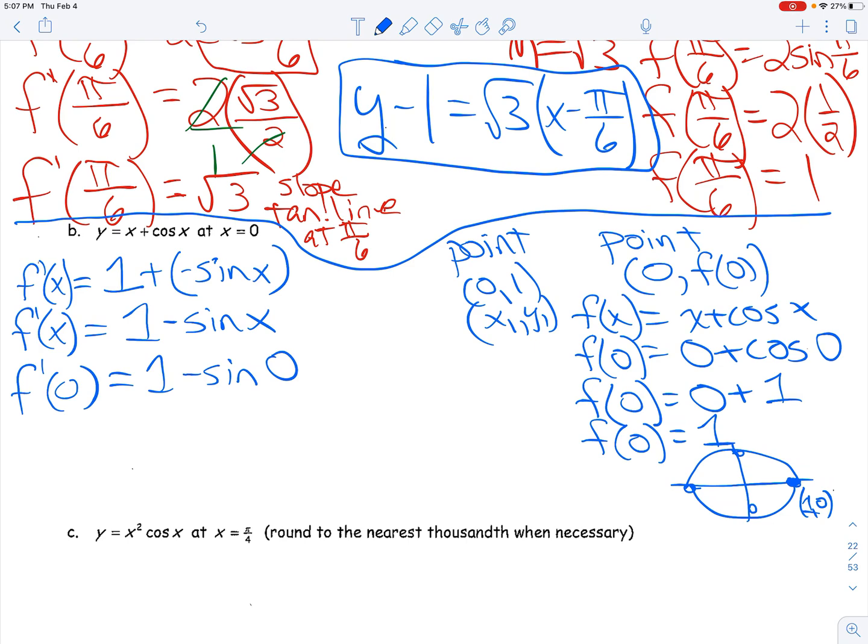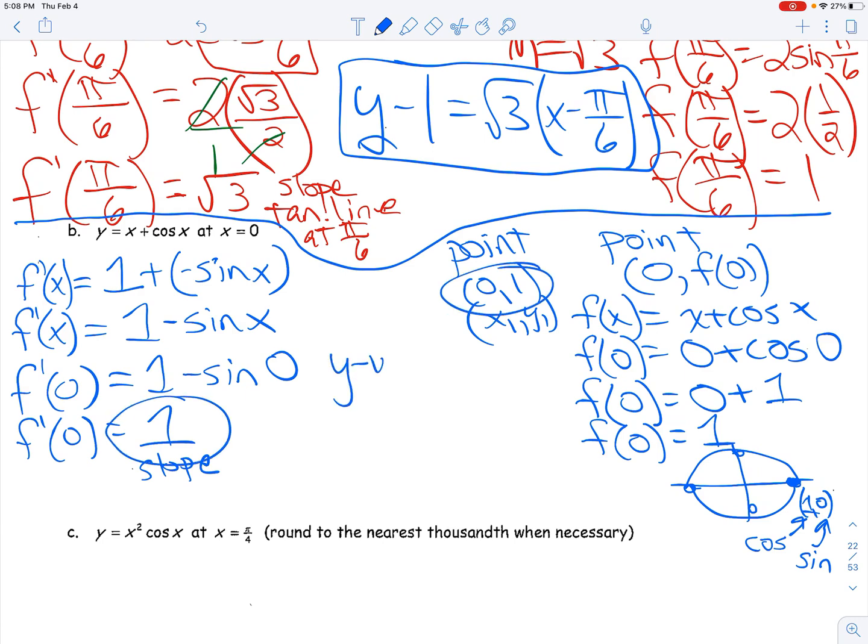Let's get the slope of the tangent line at 0. So we'll do f prime of 0. It's going to equal 1 minus the sine of 0. Well, this is good. We can go back to the unit circle here. 1 was the cosine value. 0 is going to be the sine value at 0 radians. So f prime of 0 is equal to 1. That's your slope of the tangent line at 0 radians.